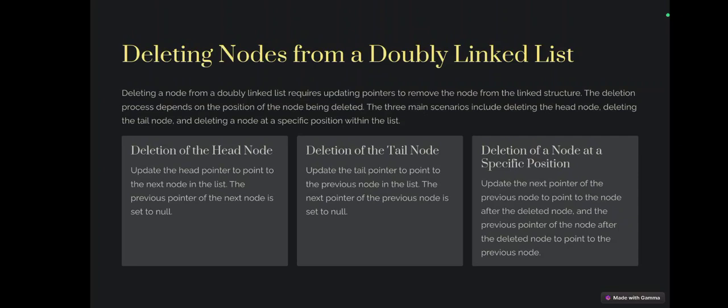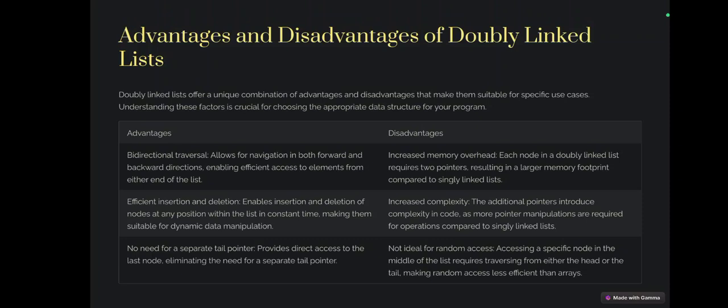Deletion of the head node. Update the head pointer to point to the next node in the list. The previous pointer of the next node is set to null. Deletion of the tail node. Update the tail pointer to point to the previous node in the list. The next pointer of the previous node is set to null. Deletion of a node at a specific position. Update the next pointer of the previous node to point to the node after the deleted node, and the previous pointer of the node after the deleted node to point to the previous node.